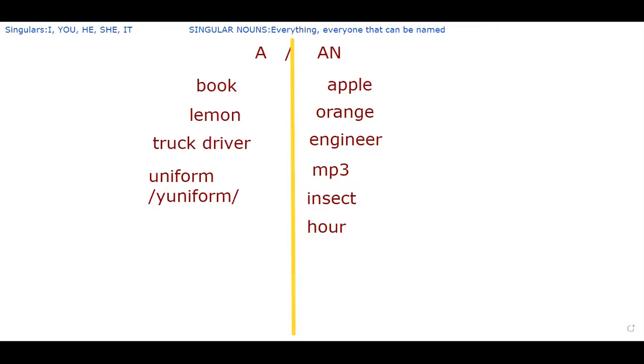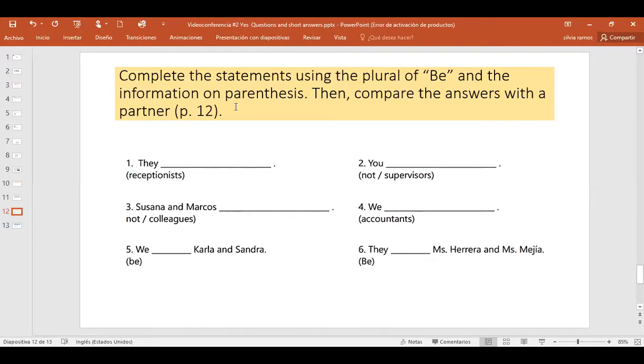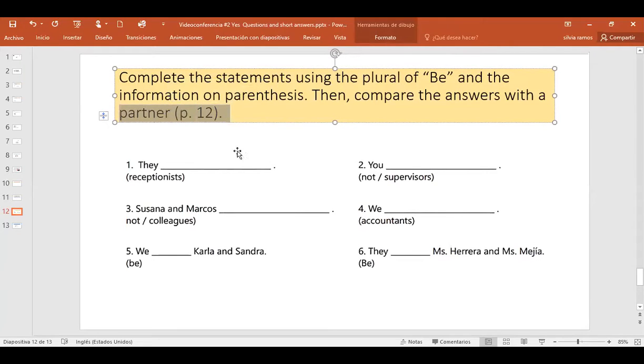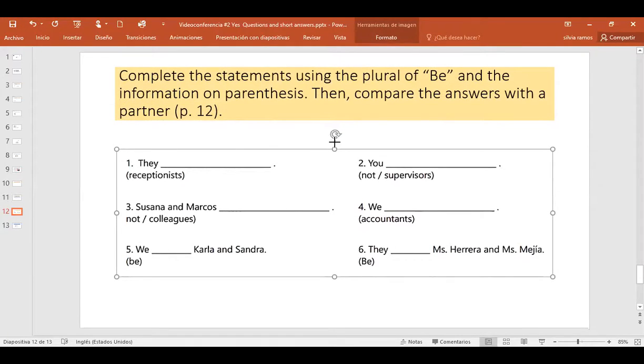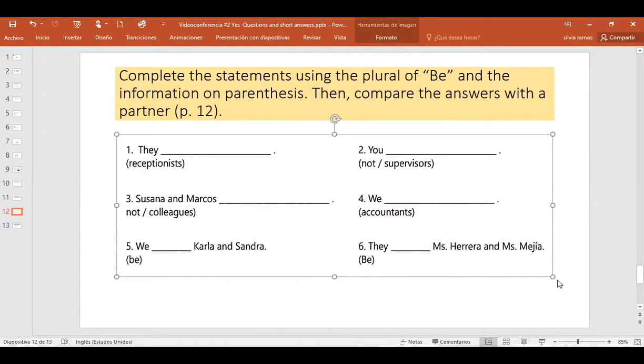Right now, we are going to do one easy exercise that we have here in page number 12. On page number 12, we have six sentences in which we are using plurals. We are not going to use a and an. Recuérdense que cuando usamos plurales, ya no utilizamos a and an, okay? So we're going to use the verb be for each one of the sentences. ¿Cuál es la forma correcta del verb be de cada una de estas oraciones?